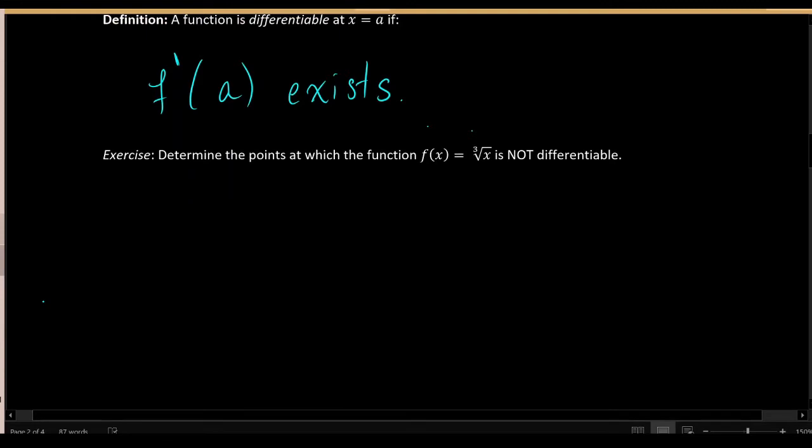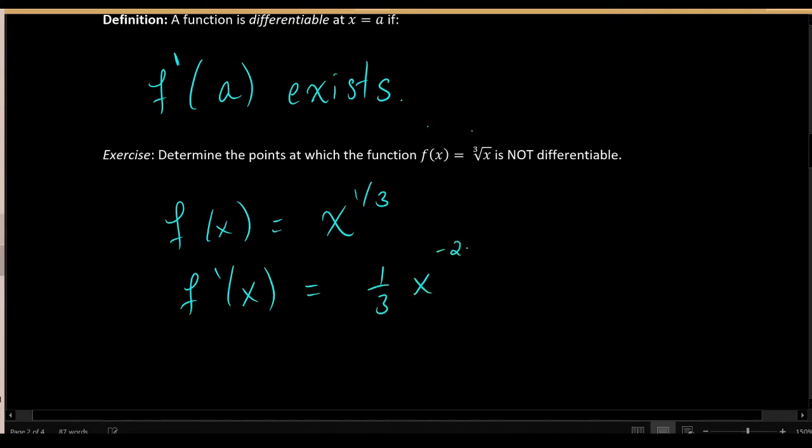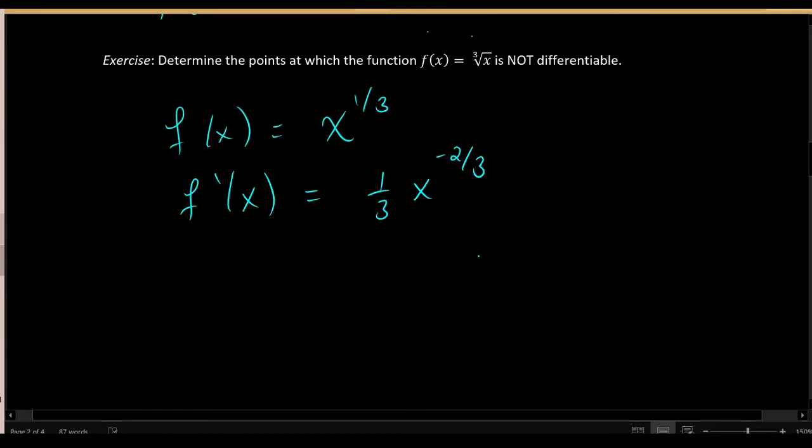So for example, let's consider the points at which the function f of x equals cube root of x is not differentiable. If I rewrite this function in the format x to the power 1 over 3, then this becomes f prime equals 1/3 x to the power negative 2/3. And in case this is not really meaningful to you, it may be better to rewrite this in the format 1 over 3 cube root of x squared.